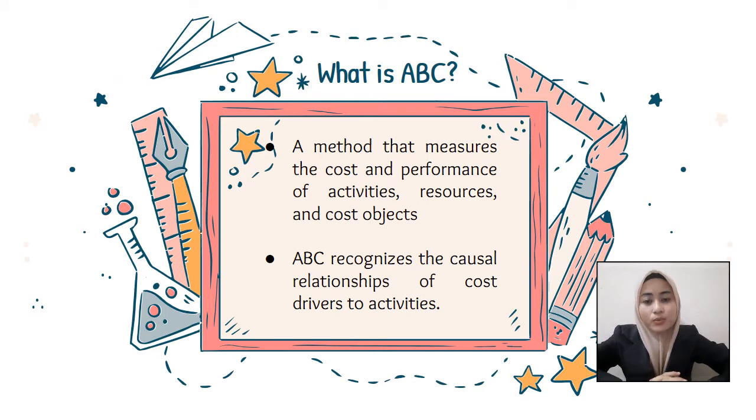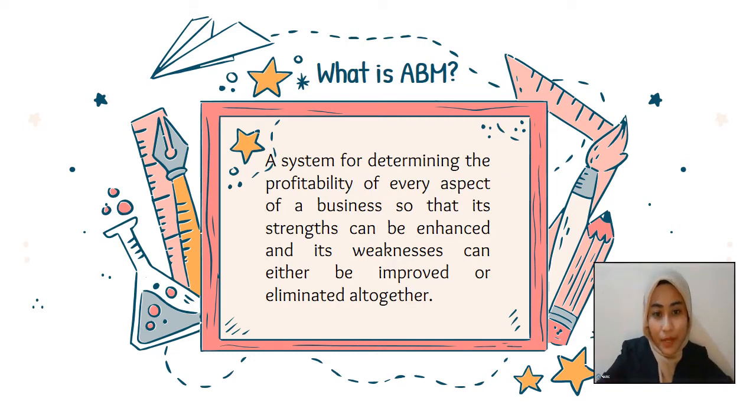For the next content, we will discuss the definition of activity-based costing, the definition of activity-based management, and also see the differences between them. First, what is ABC? ABC is a system that we can use to measure the cost and the performance of activities, resources, and cost objects. Basically, ABC recognizes the causal relationship between the cost driver and the activity. While activity-based management is a system to determine the profitability in every aspect of business, so that its strengths can be enhanced and the weaknesses can either be improved or eliminated altogether.